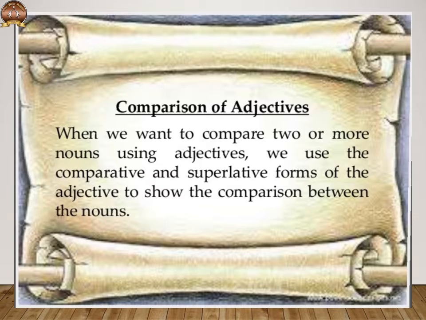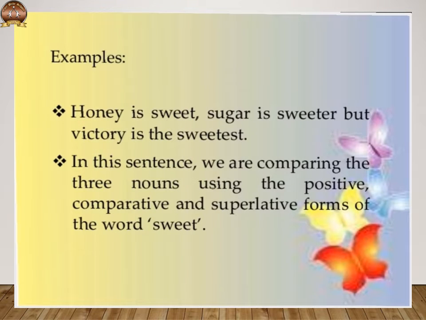When there is no comparison happening, they are called positive. And when they are comparing two things, comparative, and when they are comparing more than two things, it is known as superlative. Okay, for example, honey is sweet, sugar is sweeter, and victory is the sweetest. So in this sentence, we are comparing three nouns using the positive, comparative, and superlative forms of the word sweet.